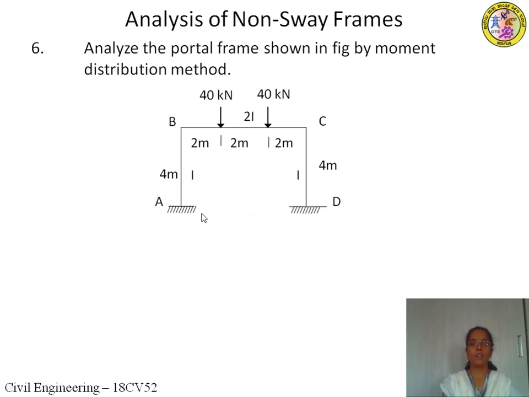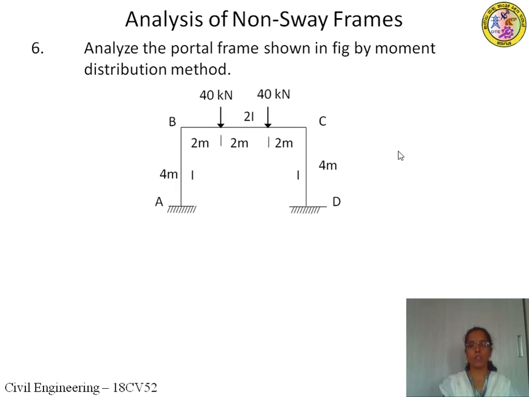Hence we can declare that this type of structure is a non-sway frame, because it is symmetrical by geometry, loading, boundary conditions and the sections of the column members. If the column members had different sections or different lengths, then it would be a sway frame. Now because it is symmetrical in all respects, this becomes a non-sway frame. This is how you have to judge whether the given problem is a sway frame or a non-sway frame.